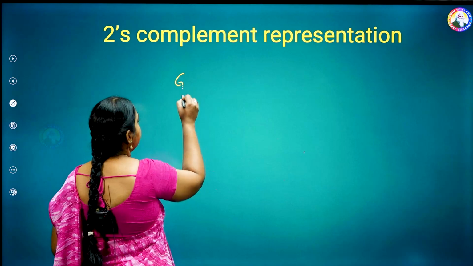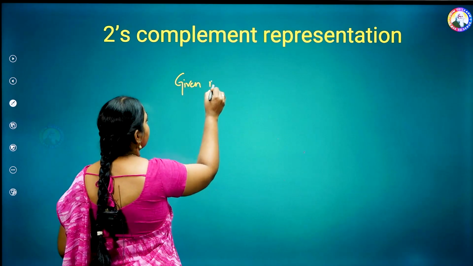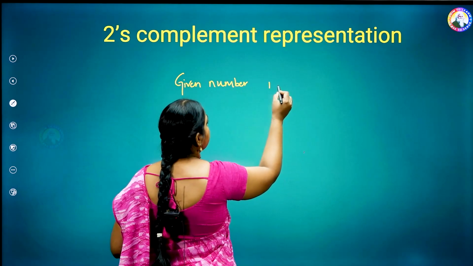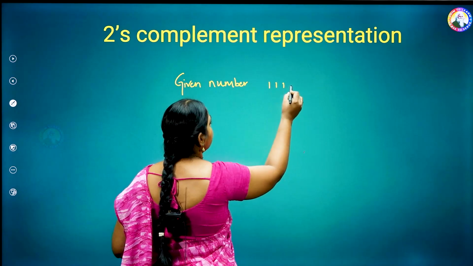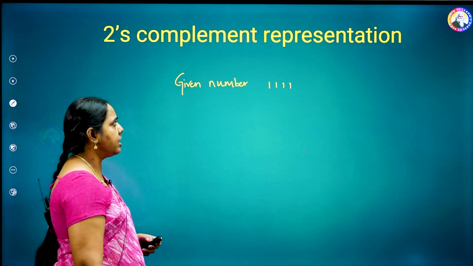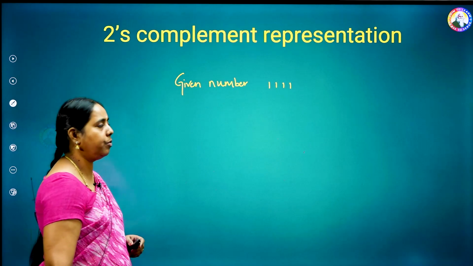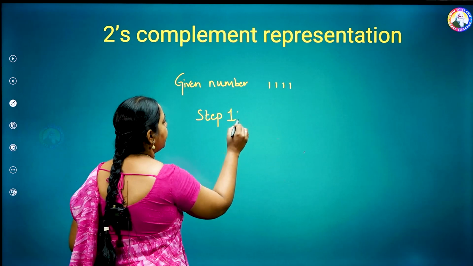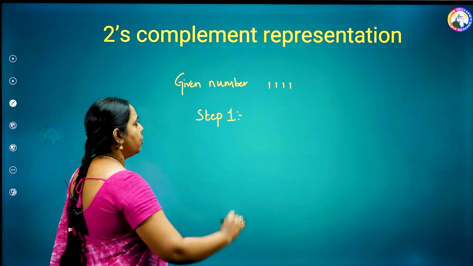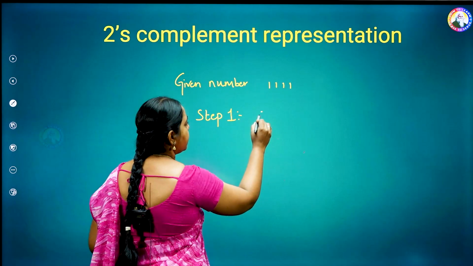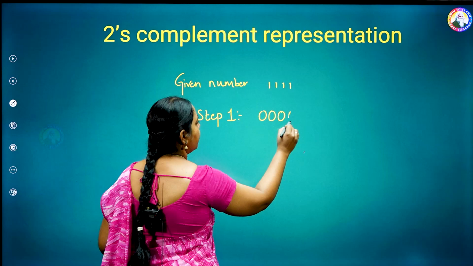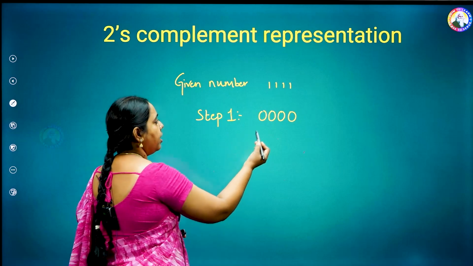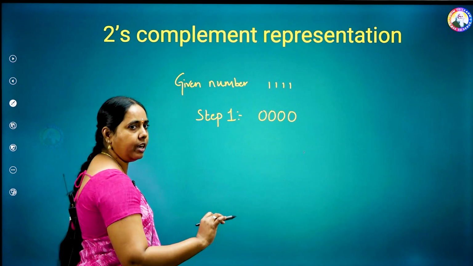The given number is 1 1 1 1. So what is the first step? I need to do the inversion of the given number. The inversion of the given number 1 1 1 1 is 0 0 0 0. So this is the first step.